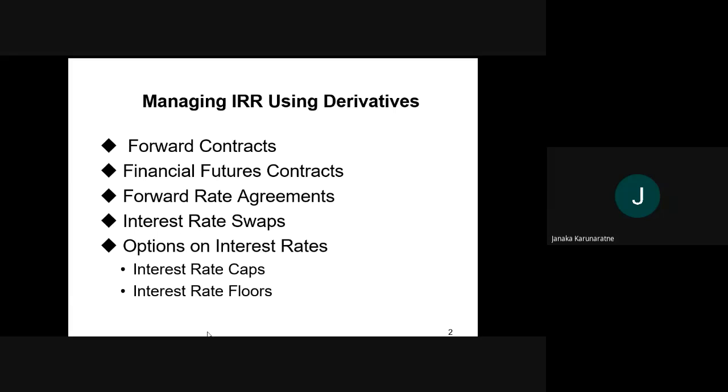Okay, so if you look at interest rate risk, now we will look at broadly 5 categories: the forward contracts, the financial futures contracts, the forward rate agreements, interest rate swaps, options on interest rates. So these are the broad categories which we will look at during the presentation today and maybe next week.